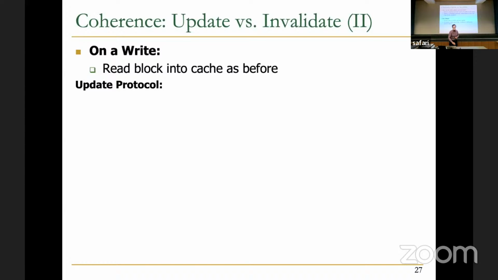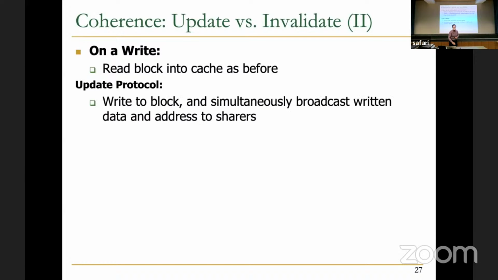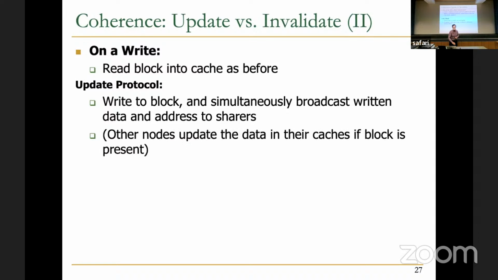Now, update protocol and invalidate protocol differ over here. Update protocol, you write to the block and simultaneously broadcast the data value and the address to all of the other caches. And the caches that have the block update their values. Makes sense, hopefully, right? You check whether the cache block is already valid in your cache, now we will see it maybe in a different state, and you basically get the data and update it.